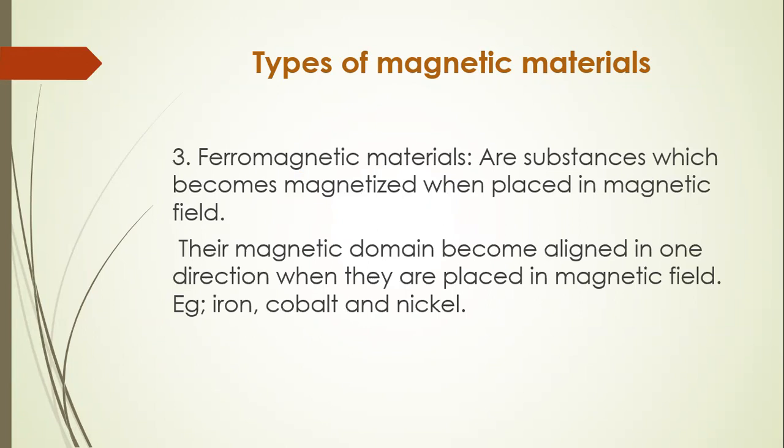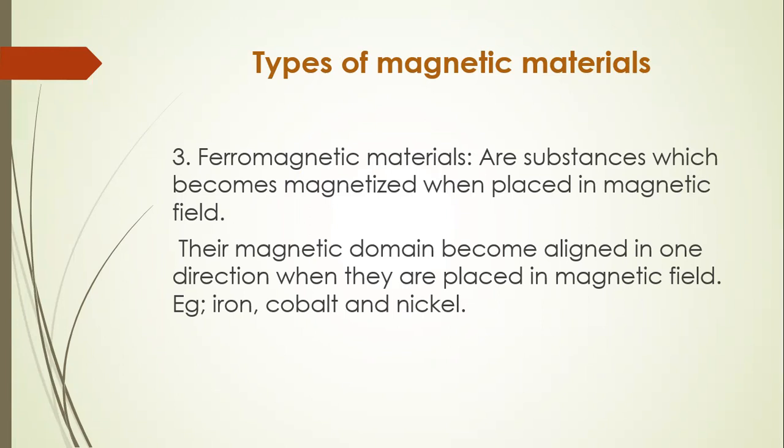And the third one is the ferromagnetic materials. These are substances which become magnetized when placed in a magnetic field. Their magnetic domains become aligned in one direction when they are placed in a magnetic field. Take an example: iron, cobalt, and nickel. All these are just ferromagnetic materials.